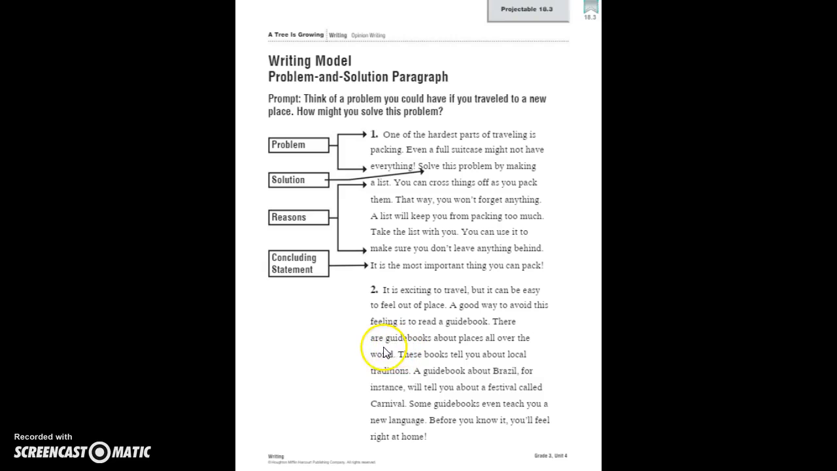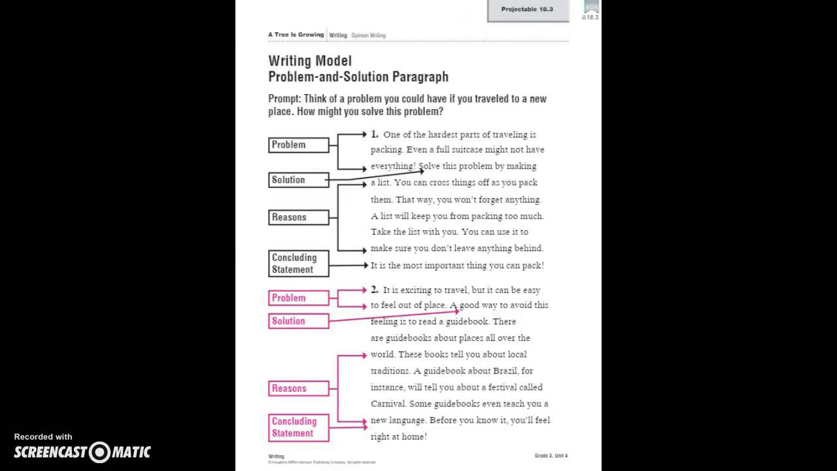Now we'll find the reasons and examples to support the solution. There are guidebooks about places all over the world. There are lots of them. They tell you about local traditions. And then we have a specific example about the guidebook from Brazil talking about the festival Carnival. And our last reason is that some guidebooks even teach you a new language. The concluding statement is before you know it, you'll feel right at home. We'll be revisiting these things that make a great problem and solution paragraph as we write our problem and solution paragraph this week.